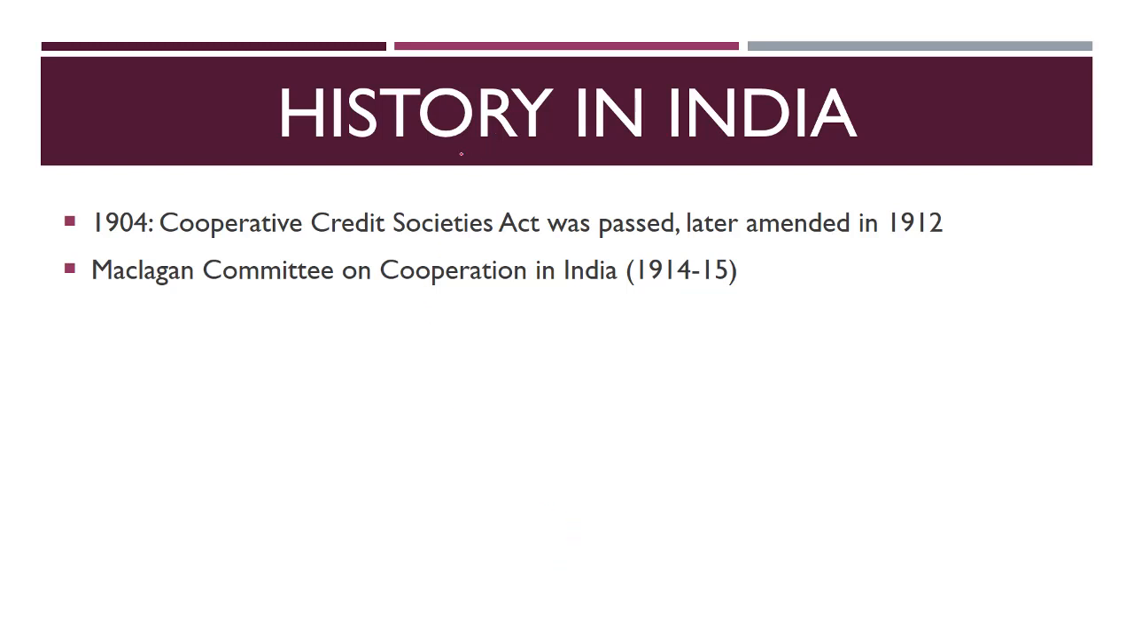Now when we talk about the history, in 1904, the Cooperative Credit Societies Act was passed, which was later amended in 1912. So what was this act? Initially, when the cooperatives were made, the focus was on providing rural credit. Why? See, the farmers have been one of the most vulnerable sections of Indian society.